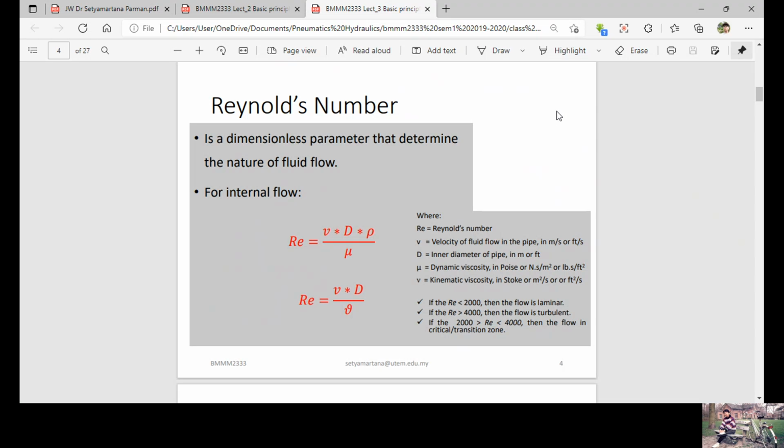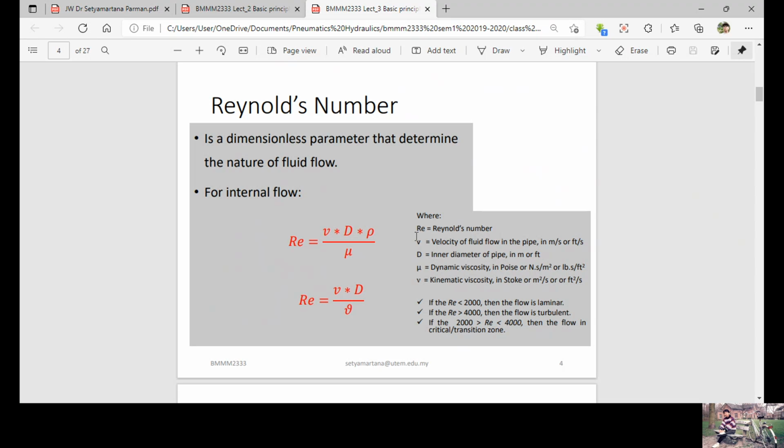Then we must remember what the Reynolds number is. Reynolds number is a dimensionless parameter that determines the nature of fluid flow. When discussing internal flow, Reynolds number can be defined in the first equation. So Re equals rho multiplied by V multiplied by D over mu, or Reynolds number equals V multiplied by D over nu.